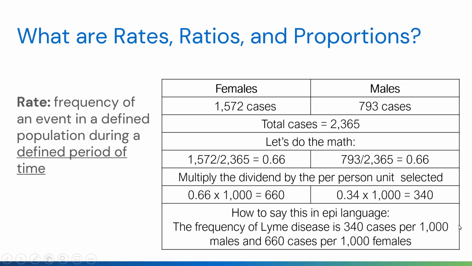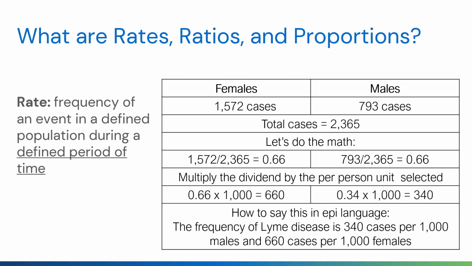For the rate, I'm going to skip to the rate instead of the proportion just quickly here. Again, a rate is the frequency of an event in a defined population in a defined period of time. With my same table, I'm going to set the math up here, but I need my total number of cases to do the math. So I've added both females and males together, and the total number of cases is 2,365. Remember, I'm trying to understand the defined population, so I need to find what my total population is.